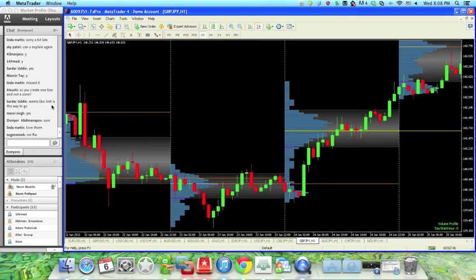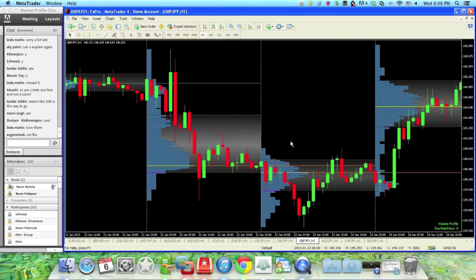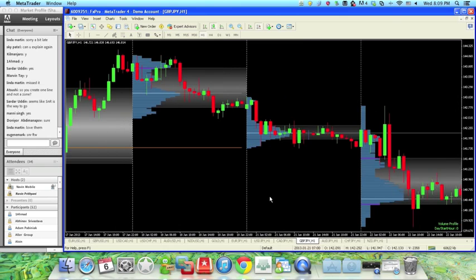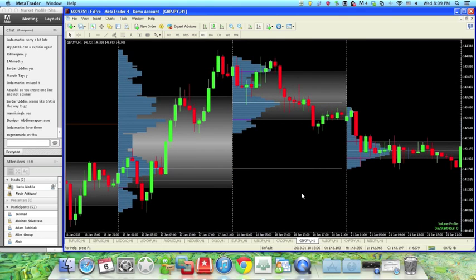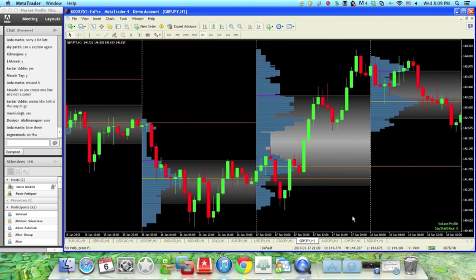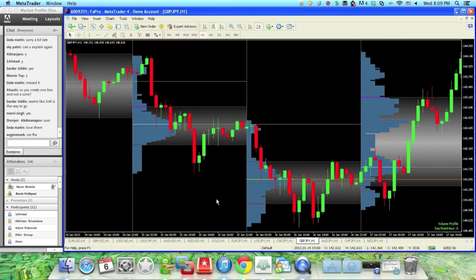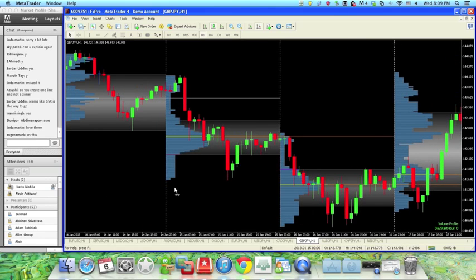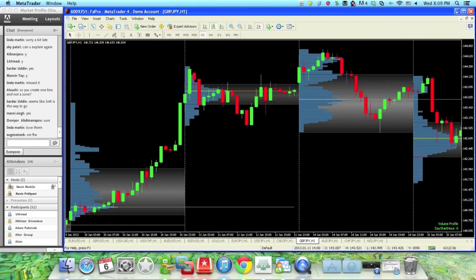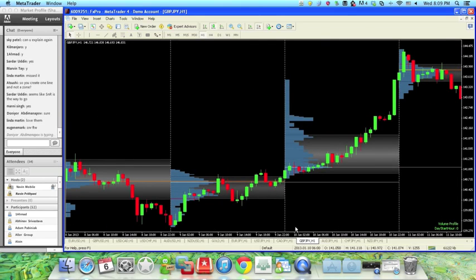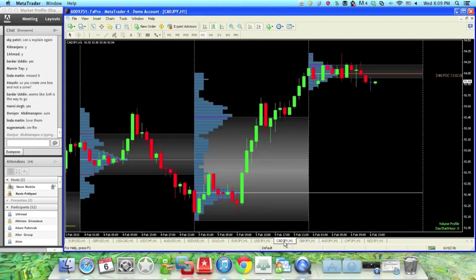Yeah, support and resistance. Like I mentioned to you guys in the previous webinars of support resistance, if you do not understand support resistance, everything is going to be difficult. And if you do understand support resistance, everything becomes easy. Because at the end of the day, it's all about support and resistance because you see that on your charts.